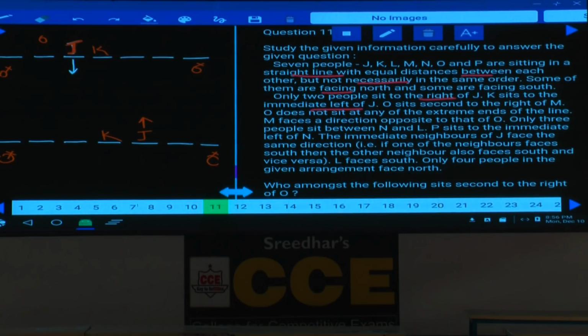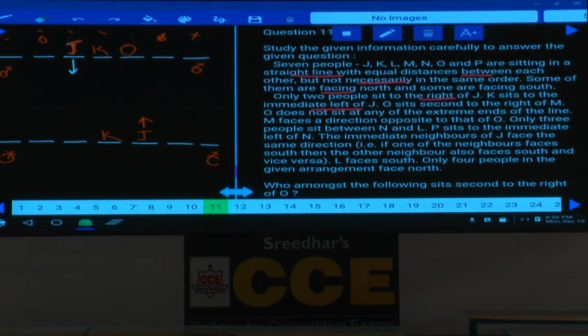Then O cannot be at this place, O cannot be here. Tell me whether O can be at this place. If O is here, then what happens here? M and K must be in the same place, which is not possible. O cannot be here, and so on. Then what is the only possibility left over here?